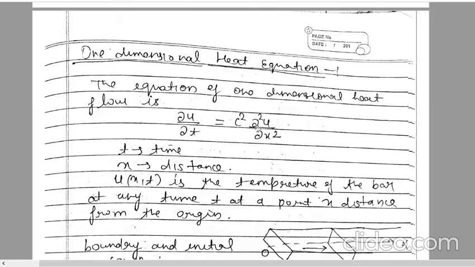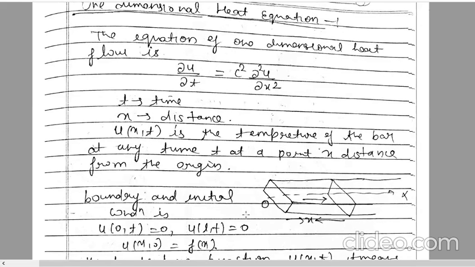So what are u, x and t? t is your time, x is your distance, right? That means if you have a rod and at time t you give heat to that rod and it will melt, what distance will it cover? That means what distance will it melt? So t is time, x is distance, and u(x,t) is the temperature of the bar at any time t at a point x distance from the origin. This point is your O, the origin. This is your x distance, this is your rod, and this is your x axis.